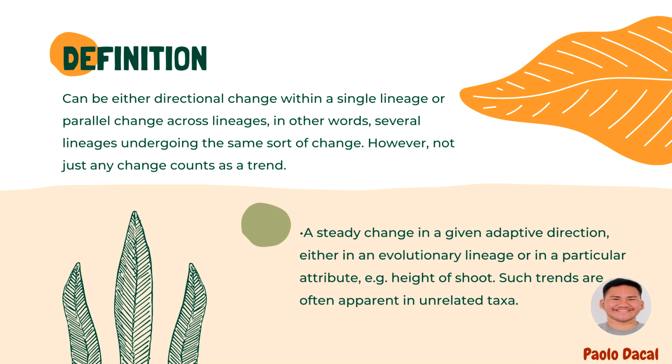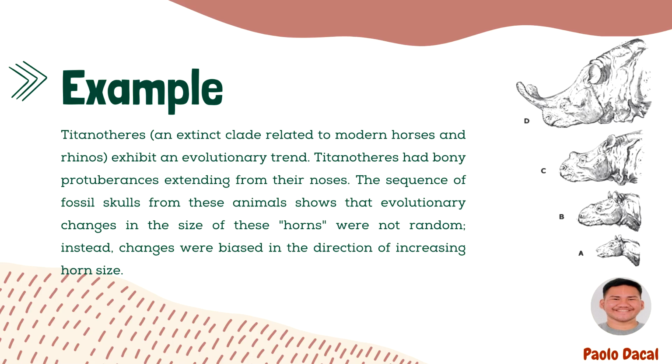According to the Oxford University Press in 2018, evolutionary trend is defined as a steady change in a given direction, either in an evolutionary lineage or in a particular attribute. Example, height of shoot. Such trends are often apparent in unrelated lineages. The Titanotheres reconstruction shown here ranges from about 55 million years ago to 35 million years ago. The cause of this trend is not obvious.